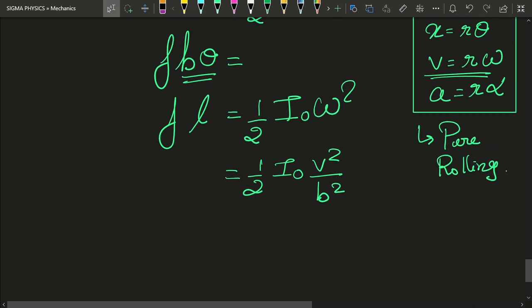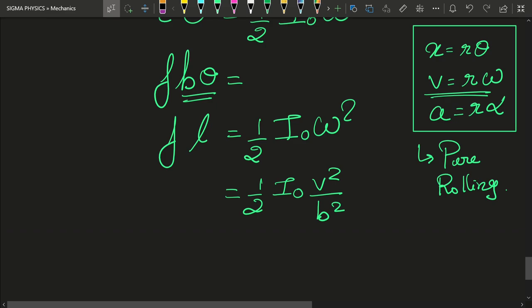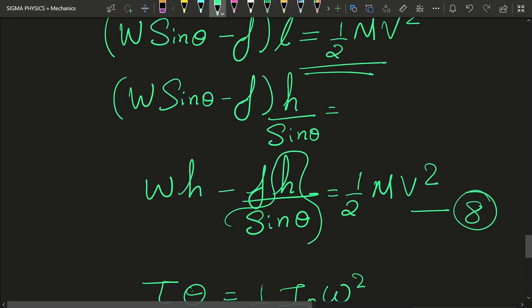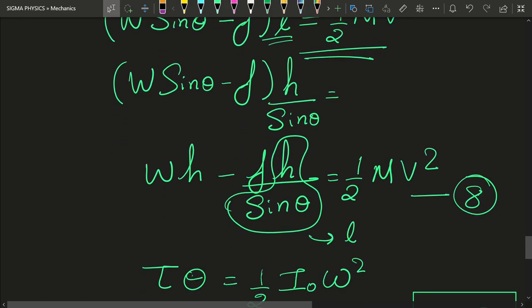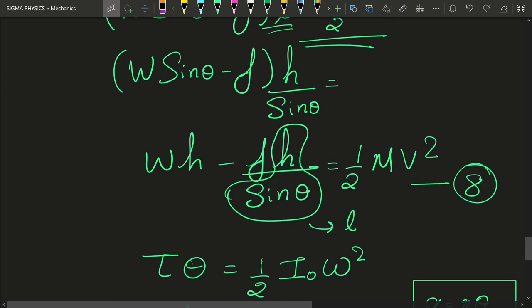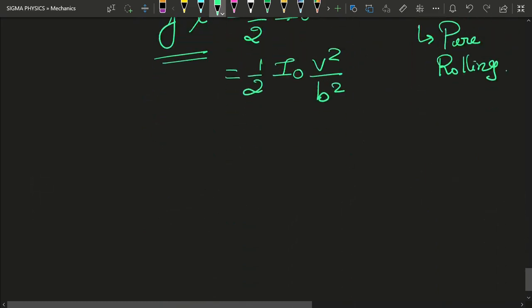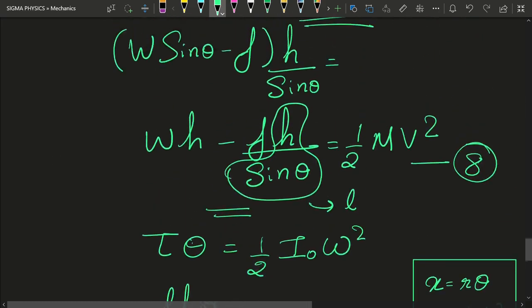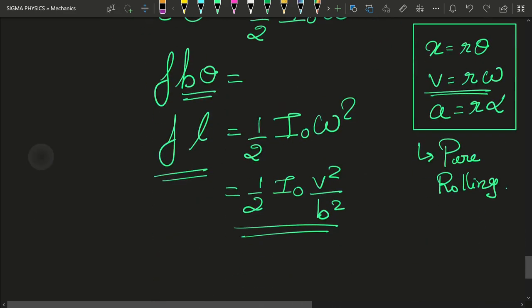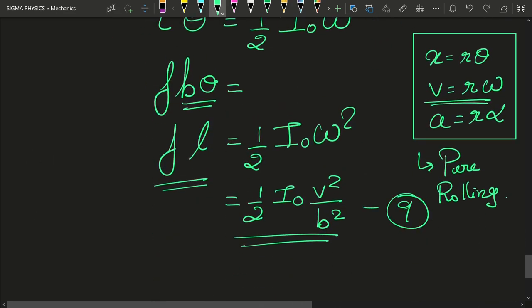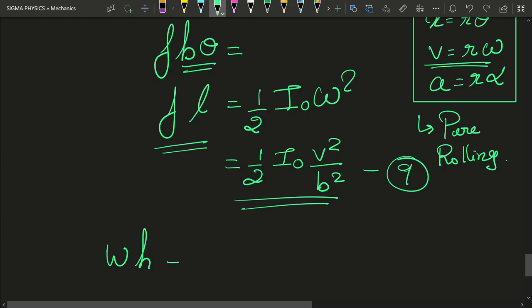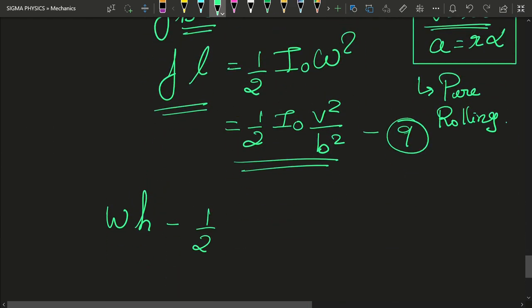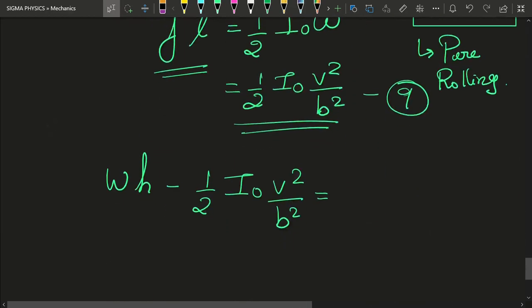So in equation number 8, I can put what F into L is going to be. Here, h upon sine theta is nothing but L. Remember, I had written L as h upon sine theta. So again, writing h upon sine theta as L, I will get W h minus F into L over here. So I can write F into L as half I naught v squared upon b squared. I can put this in equation number 8. So let me call this equation number 9. So putting equation number 9 in equation number 8, what are we going to get? We are going to get W h minus F into L, and F into L is half I naught v squared divided by b squared, is equal to half m v squared.